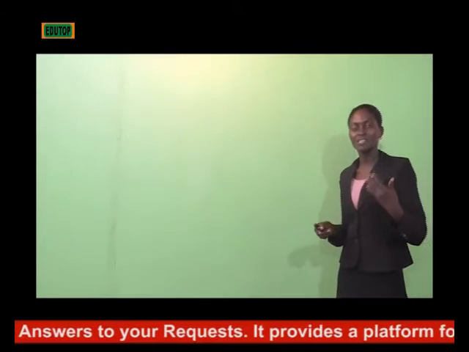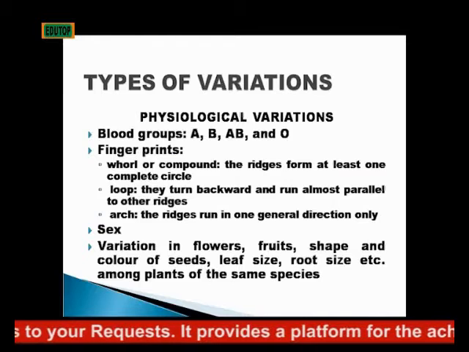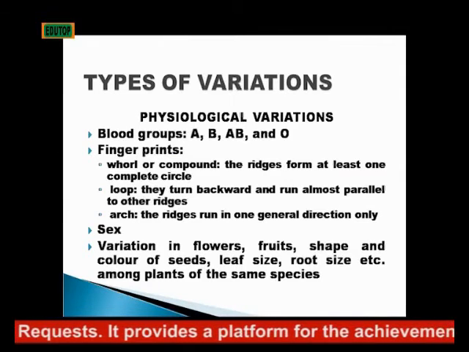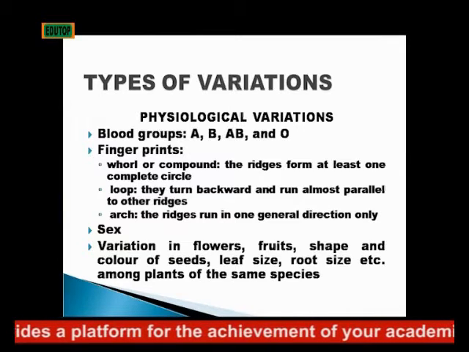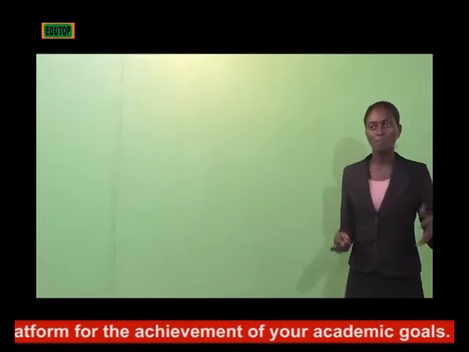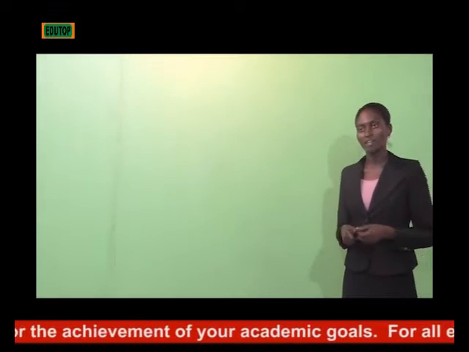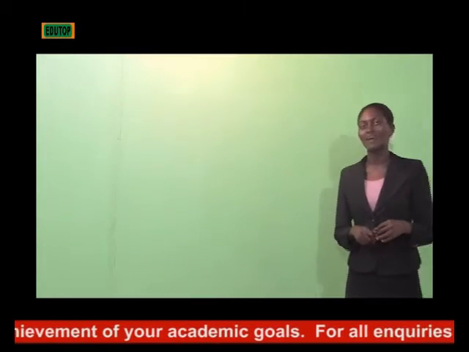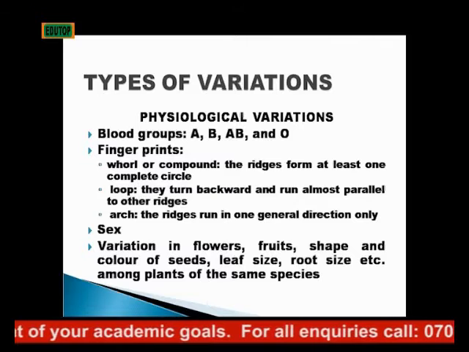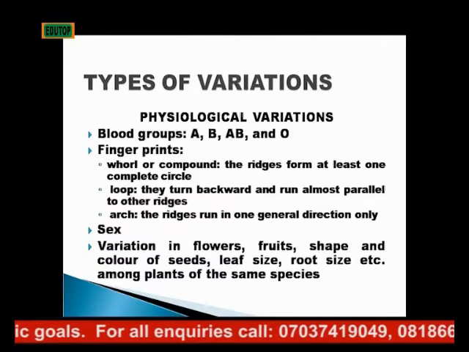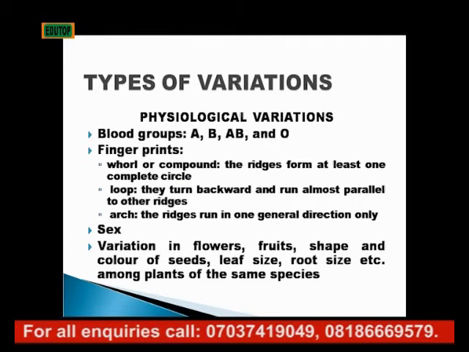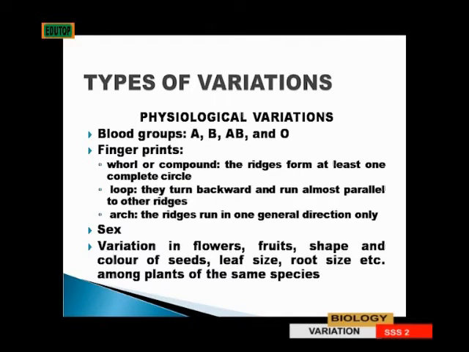Then we have the next one called loop. In this case, the ridges turn backward and run almost parallel to the other ridges. So we call that the loop variation or the loop fingerprint. The third one is called the arc. And in this case, the ridges run in one general direction alone. Just in one direction alone, that is called the arc.